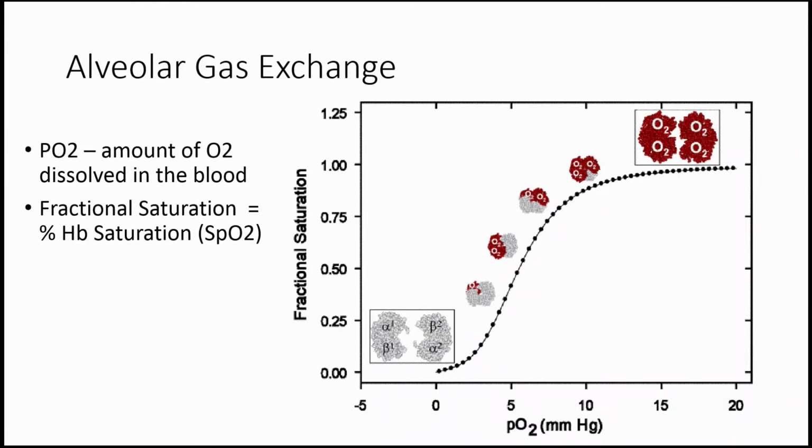So how are we going to measure this? We measure this primarily on our oxygen saturation probe, right? So what is the oxygen saturation probe measuring? Hemoglobin saturation, right? It's not measuring the amount of oxygen that's in your blood. It's measuring the amount of hemoglobin that is bound with oxygen, okay?